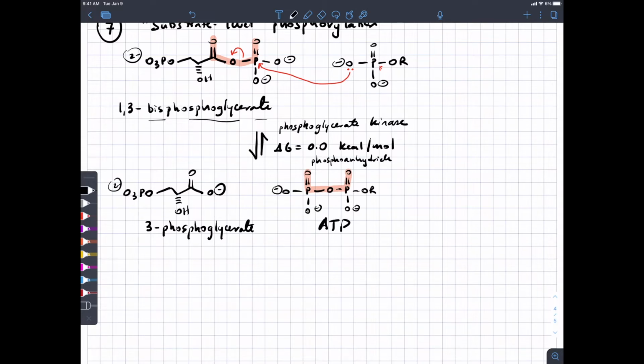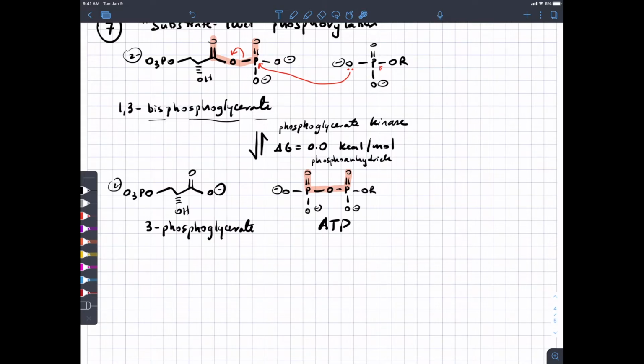So the kinase forward reaction would be transferring a phosphate group from ATP to phosphoglycerate to get the mixed anhydride. That's why the enzyme's called a kinase. Of course, enzymes don't care whether the reaction's forward or reverse. They don't care what the thermodynamics are. They just lower the free energies of the transition states. And so it's perfectly okay, even though this is taking a phosphate group off and putting it back on ATP, it's totally okay for the enzyme to be called a kinase.